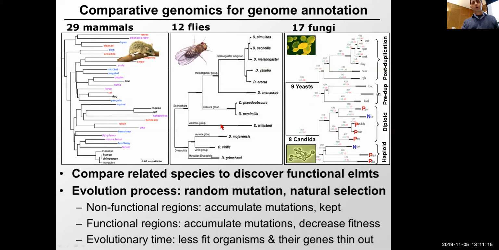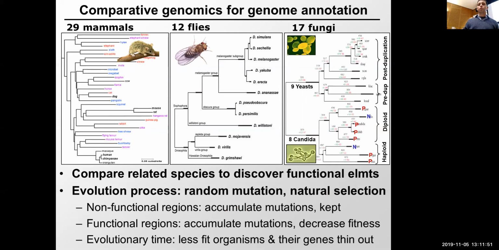And the concept of these projects is that you want to compare related species in order to discover conserved and important functional elements, okay? The concept is very simple. It's basically embracing Darwin's evolution. The concept of random mutation followed by brutal selection, okay? Mutation is completely blind. It just puts mutations everywhere. And selection is completely brutal and it only keeps the good stuff, okay? And these are the two forces that are shaping evolution.